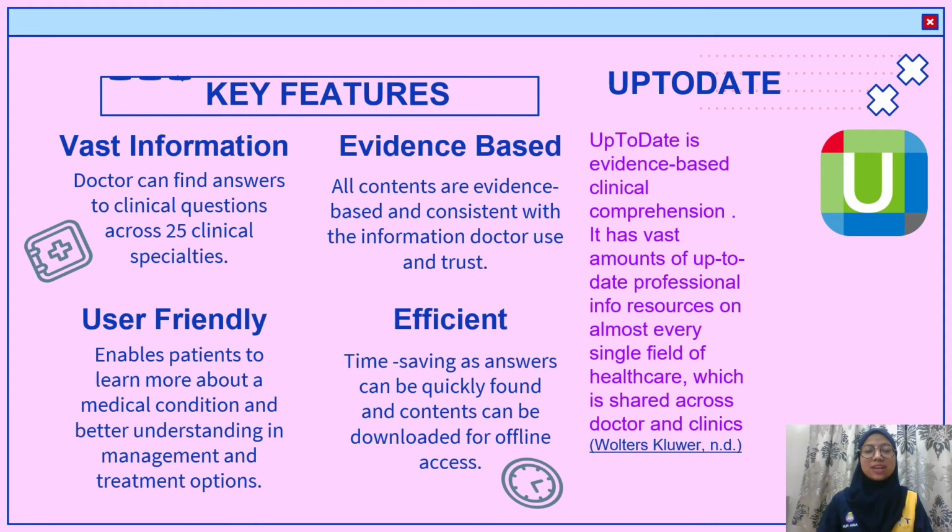Hello, my name is Naina binti Khalid and I'm going to talk about an app that helps in managing information systems and its key features. It is Up To Date. Up To Date is a helpful application software. Its key features are, first, vast information, second, evidence-based, third, user-friendly, and fourth, efficient.